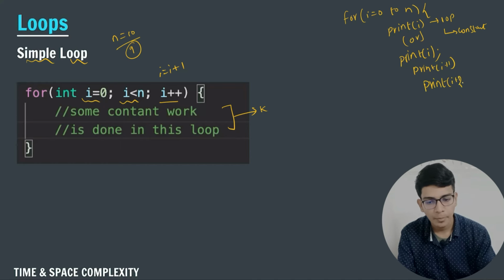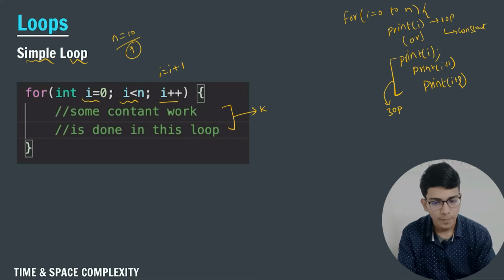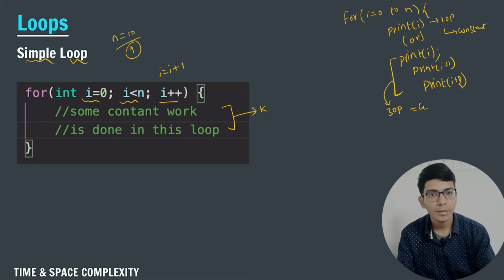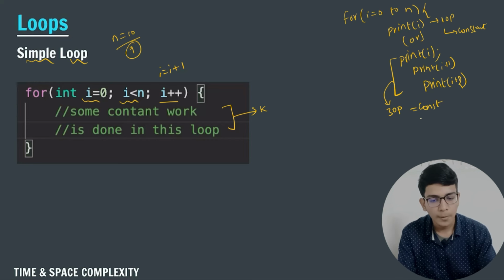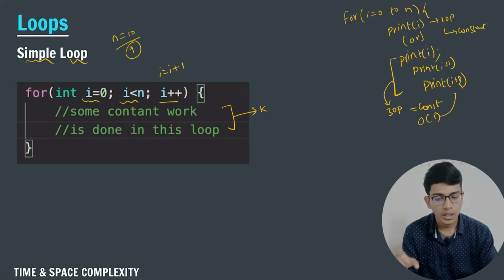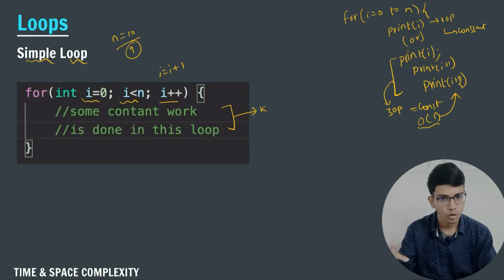Here you can see that I am performing 3 operations, but the work I am doing inside my loop is constant. So we will represent the constant work done by the notation big O of 1. Whatever the operations we are doing, we will represent it with big O of 1. The work going on inside the loop is constant, whether it is 1 operation, 3 operations, or 5 operations, the operations are constant throughout the loop.